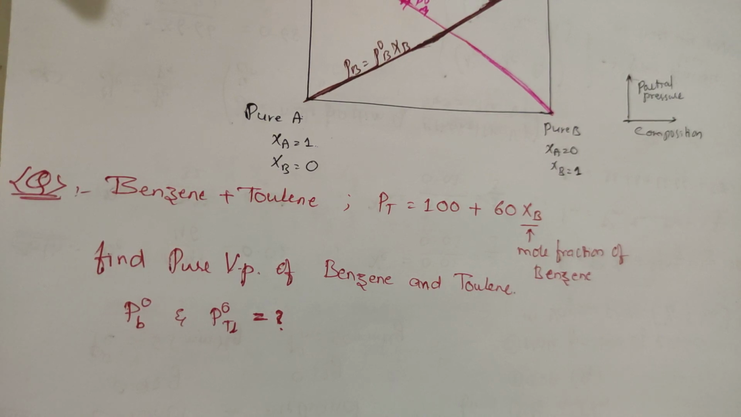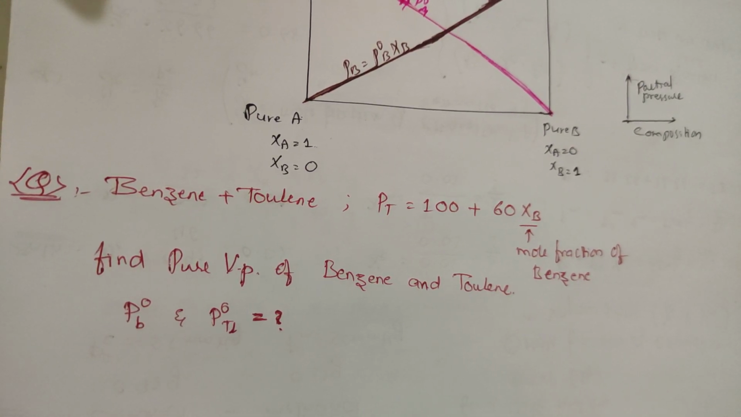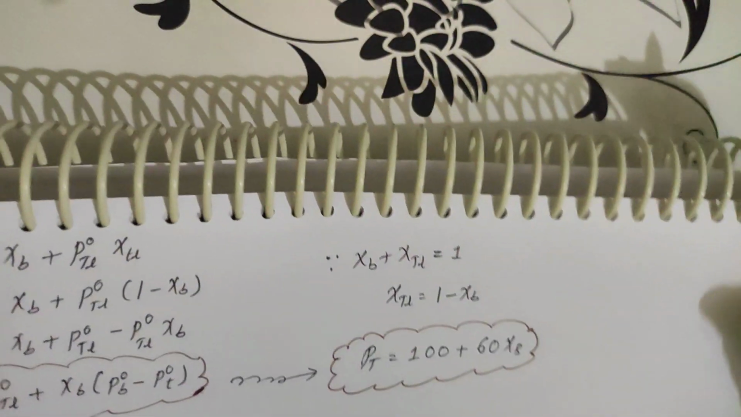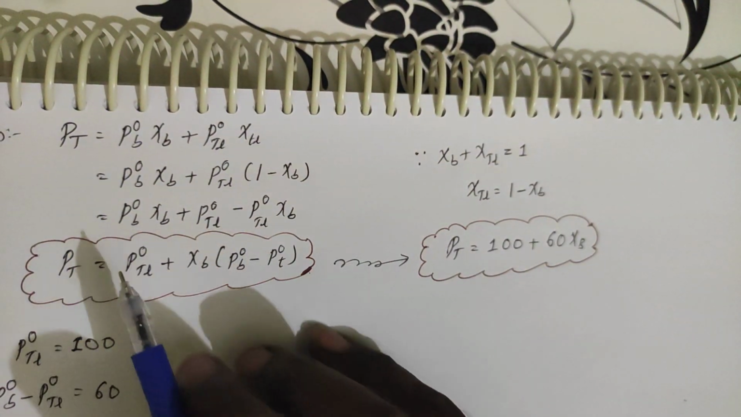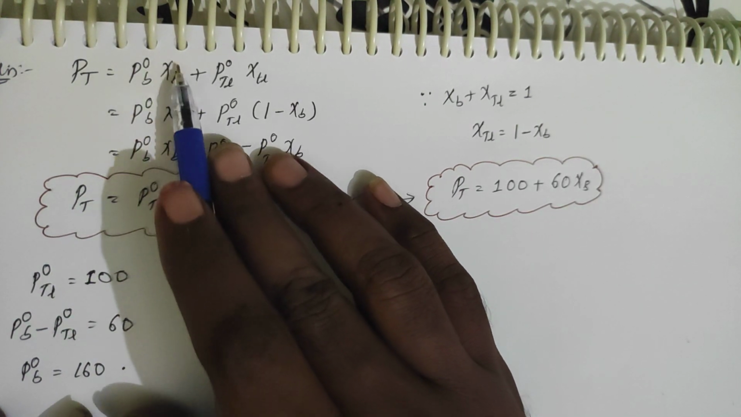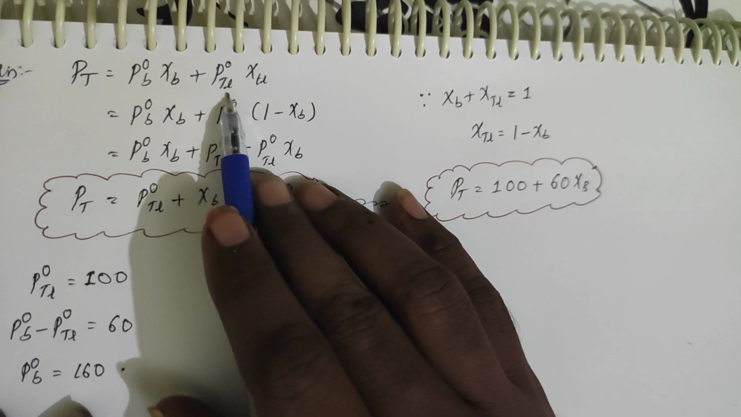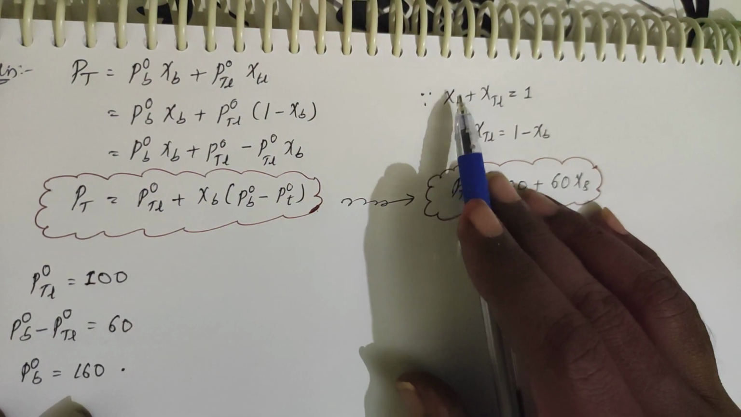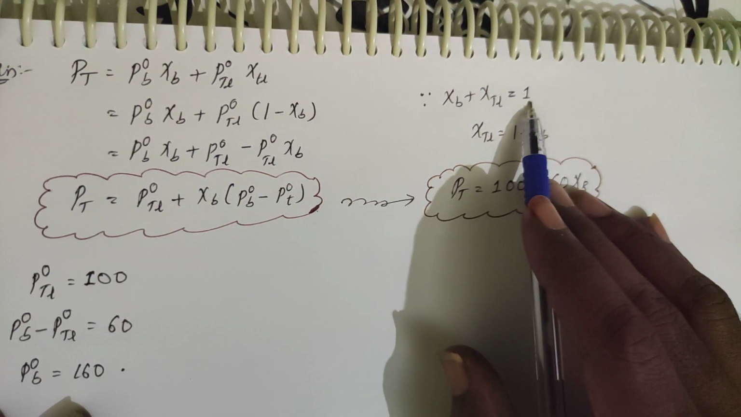Pause the video. If you are able to solve this, you are good at this problem or good at this topic. Okay? Right. 1, 2, 3. I am going to explain this question. Right. This is the total pressure. Total pressure will be equal to P naught of benzene into mole fraction of benzene plus P naught of toluene into mole fraction of toluene.